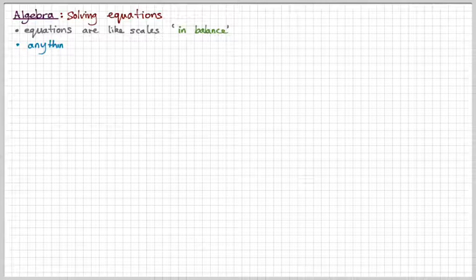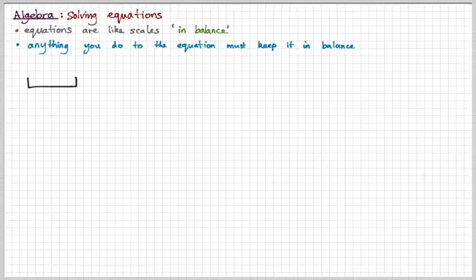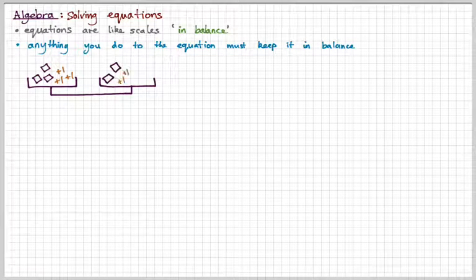So, when we're doing some manipulation of equations, anything you do to the equation must keep it in balance. Okay, so we'll look at some examples of this idea. Since we're using an analogy of scales, let's draw some scales with some items on. Okay, so these scales are currently in balance.